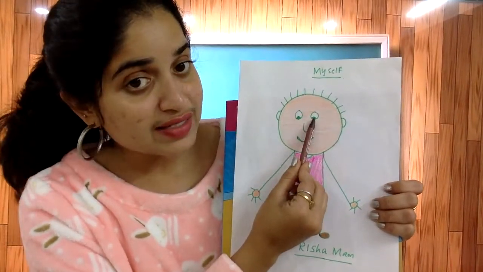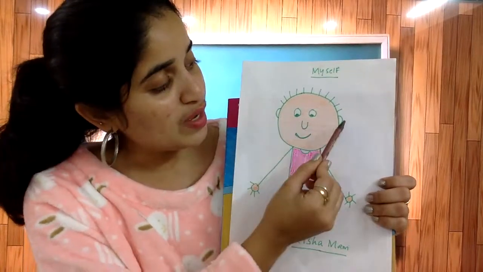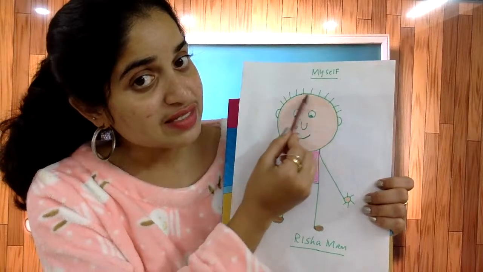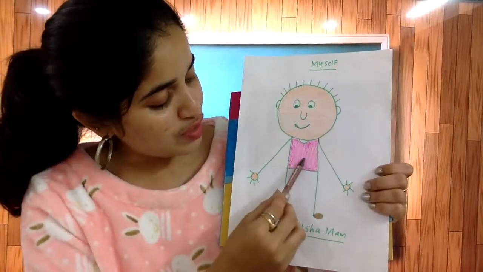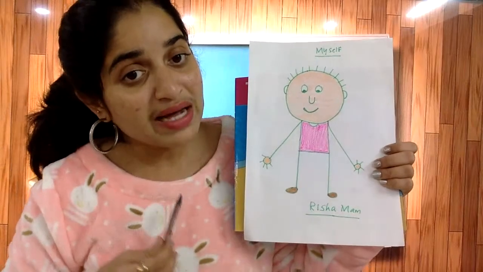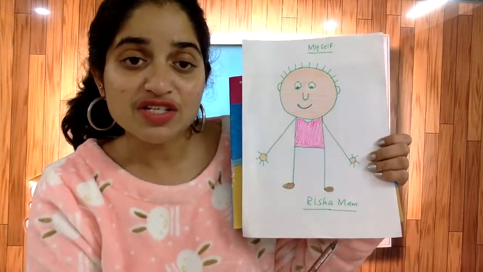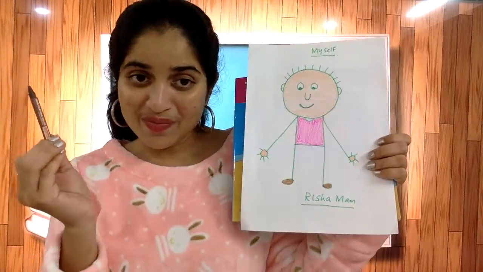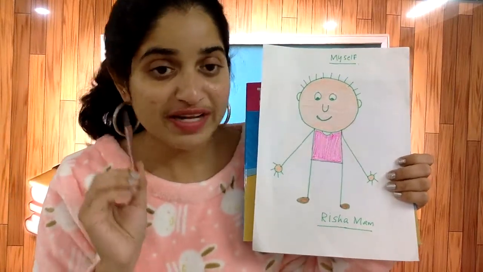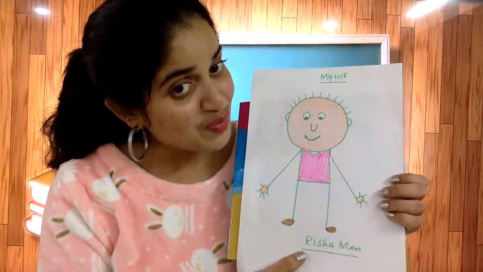Here are your eyes. Here is our nose. This is our mouth. Here we have two ears. This is our hair. This is our dress. Hands and legs. This is a picture of myself. I want you all to learn to draw the picture myself and write down your name too. Okay? This is the first activity of the day. Now, after this is over, let's move on to the next topic, okay?